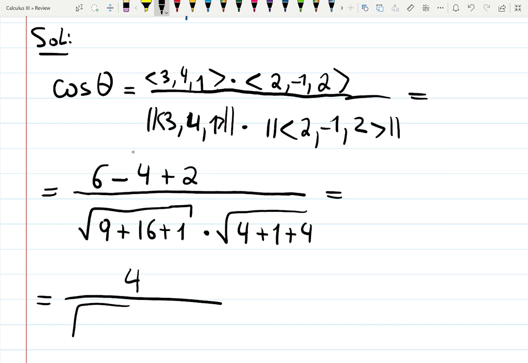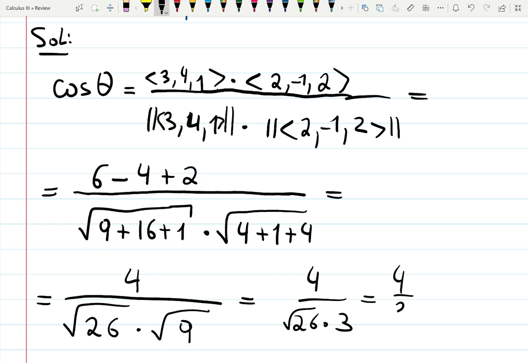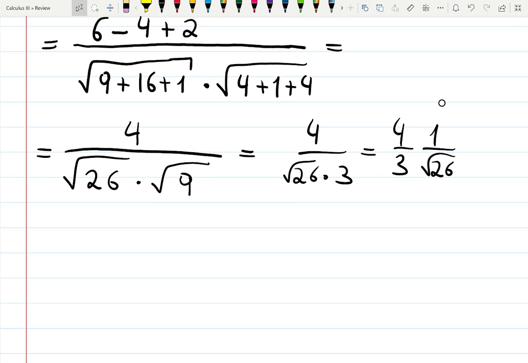And then at the bottom, we will have a square root of 10 plus 16 is 26 times a square root of 4 plus 4 is 8, and then square root of 9. That's going to be 4 over a square root of 26 times 3. So you can keep it as 4/3, 1 over a square root of 26. You could simplify 26. 26 is 13 times 2. Not really helpful. You could rationalize the denominator if you want. Too much extra work, I think.